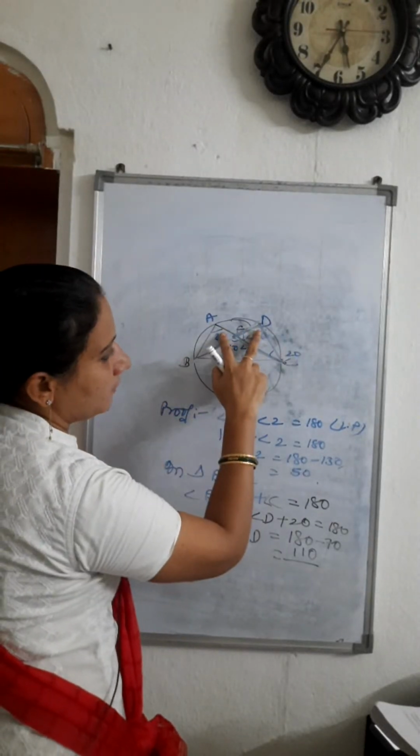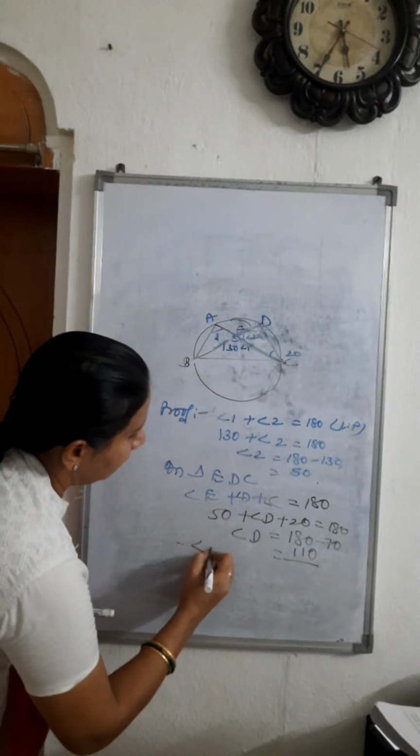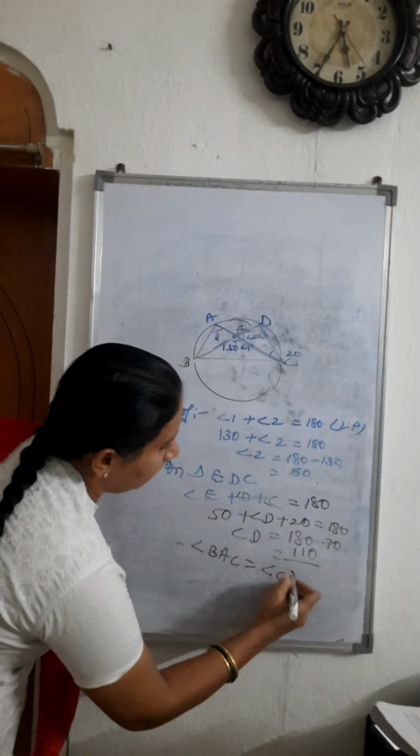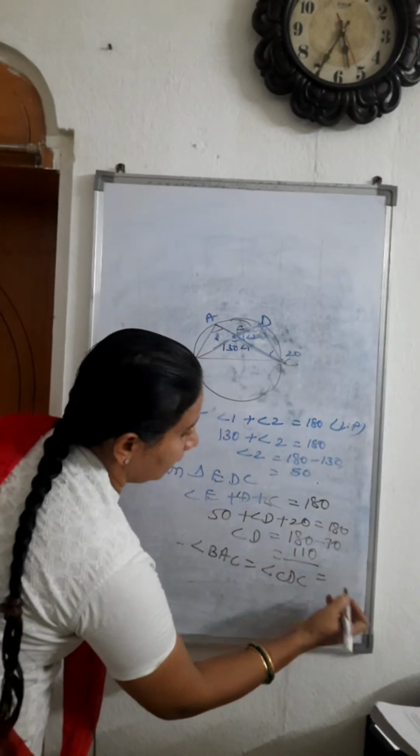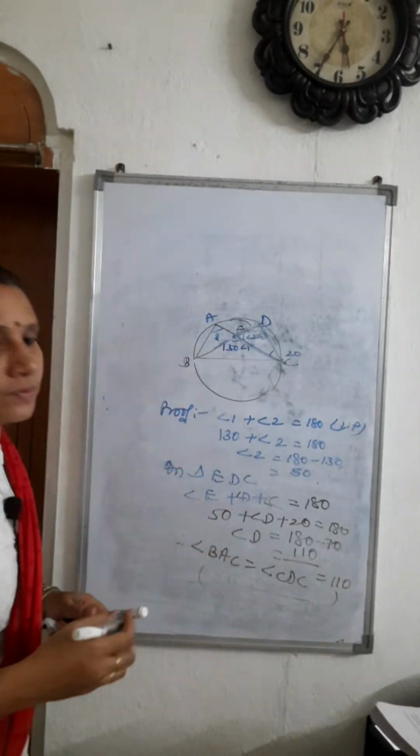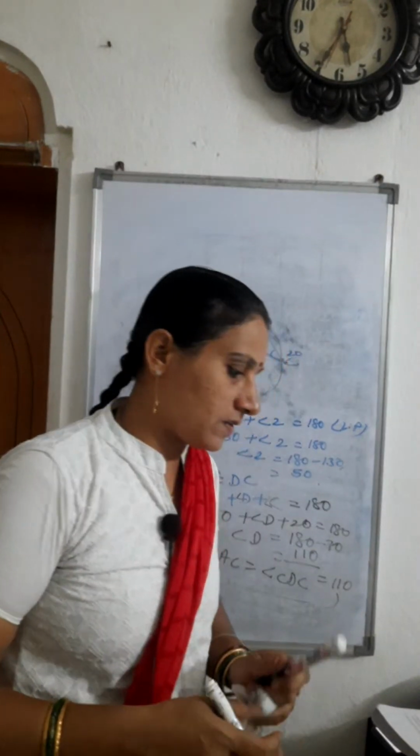Now both are angles of the same segment. Therefore, we can conclude angle BAC is equal to angle BDC, 110. And the statement you need to write is angle of same segment. So this is what we completed with 5 questions of this exercise.